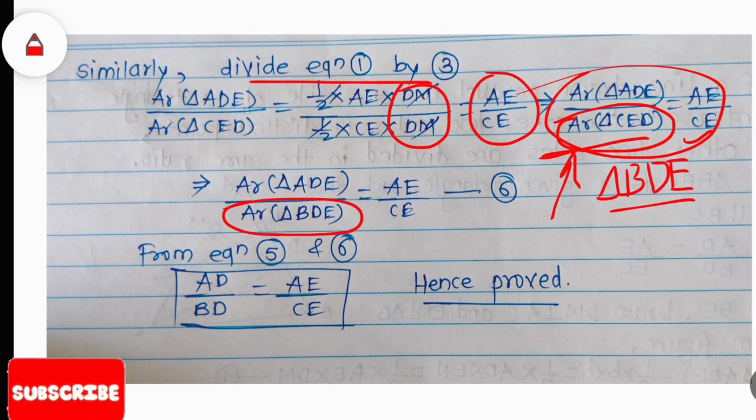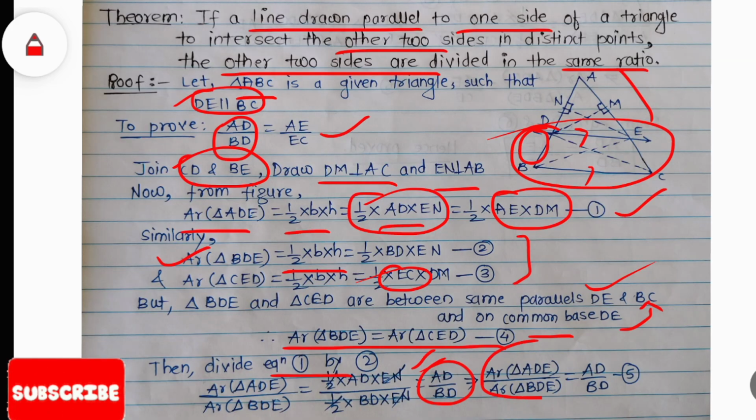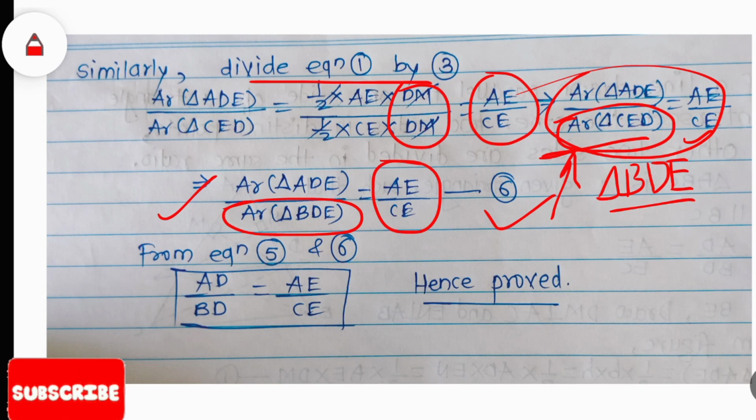So what is the expression now? Area of triangle ADE upon area of triangle BDE is AE upon CE. Now this is equation number 6. Now I will go back to equation number 5. So what is in equation number 5? Area of triangle ADE upon area of triangle BDE equal to AD upon BD, and in equation number 6 it is AE upon CE.